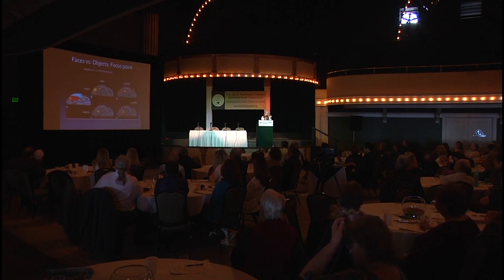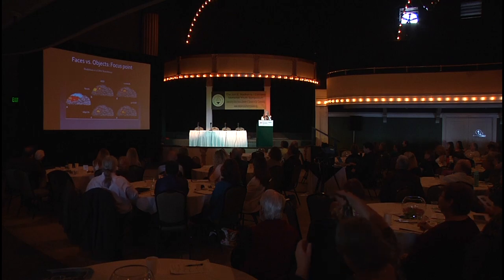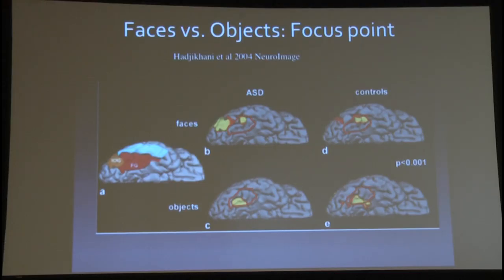Okay, so this is a very, very simple study where a group in Boston showed pictures of faces and pictures of objects to kids with autism and typically developing kids. And this is a picture of the bottom of the brain along a region called the fusiform gyrus, which is an area of the brain that processes visual information, and it has a face-specific area. In fact, it's so uniform in people, we call it the fusiform face area. And in controls, it's located on the outside of the fusiform gyrus, and it's bigger in the right hemisphere than it is in the left hemisphere.